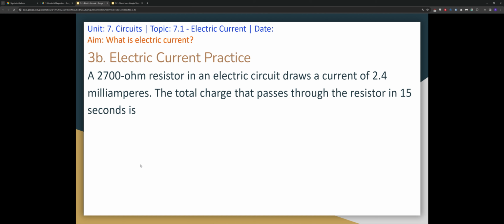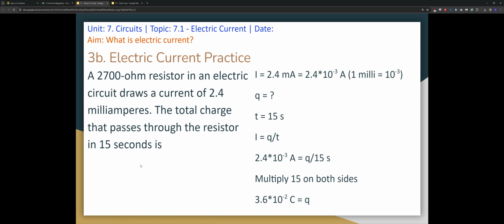So already you can see that your current is measured in milliamps, but current is measured in amperes. So what you need to do here is convert this milliamperes to amperes. If you go to your reference table and look at the powers of 10 chart, you'll realize that milli is 10 to the negative 3. So your current here is 2.4 times 10 to the negative 3 amperes.